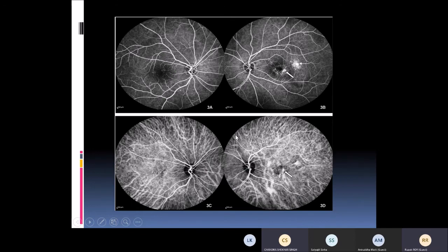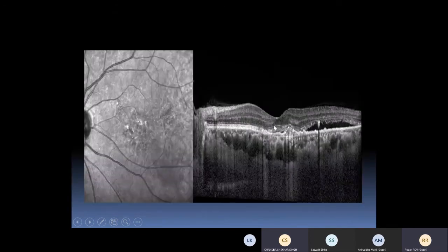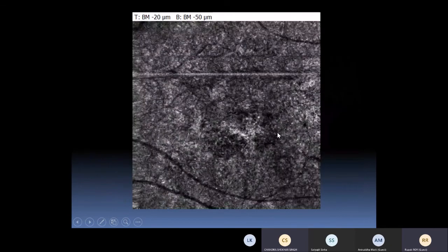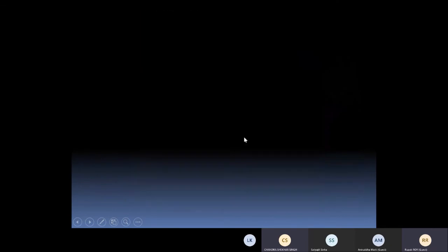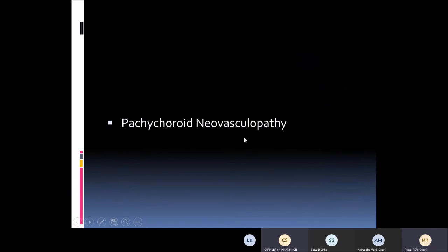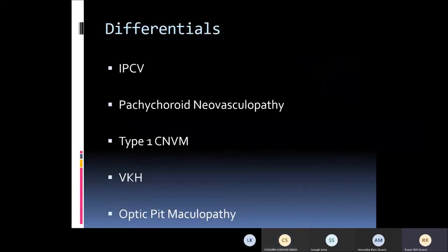Interesting case where you see a subretinal fluid here, and there is some subretinal tissue here. On OCT angiography, you can see a nice membrane here. So this is the case of pachychoroid. What are the differentials? IPCV, pachychoroid vasculopathy, type 1 CNVM, VKH, optic neuropathy.